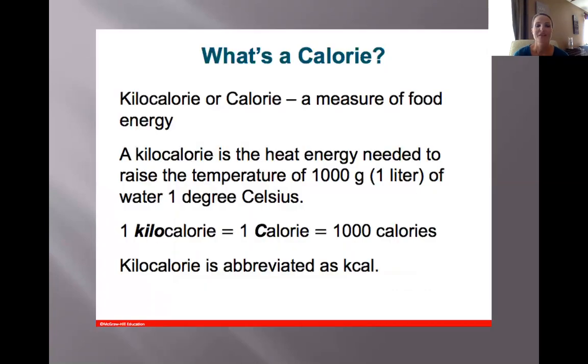What is a calorie? So a calorie is a measure of food.